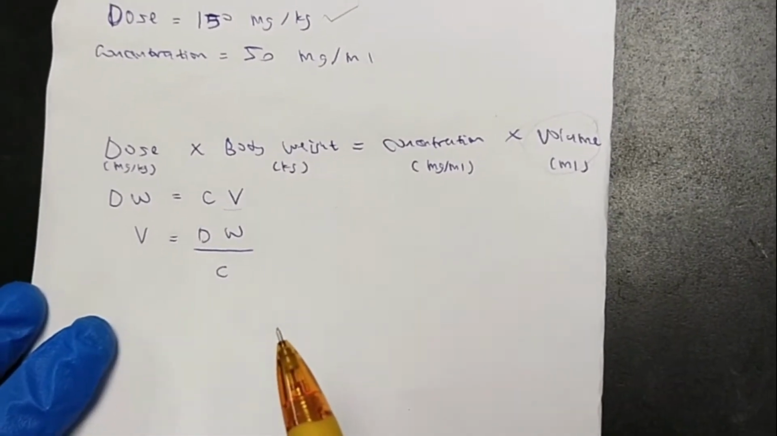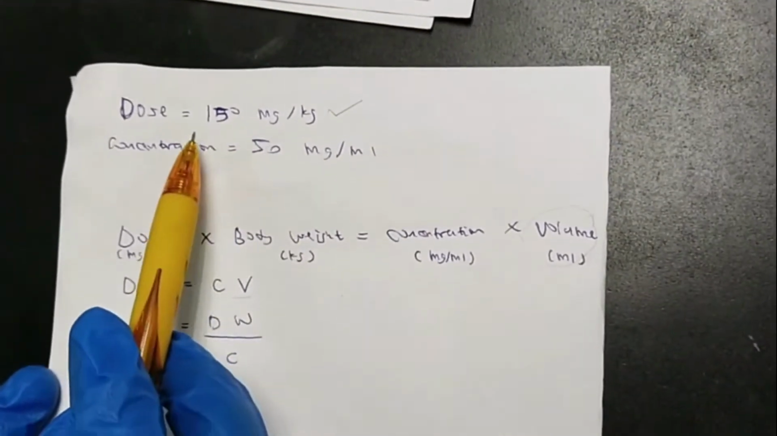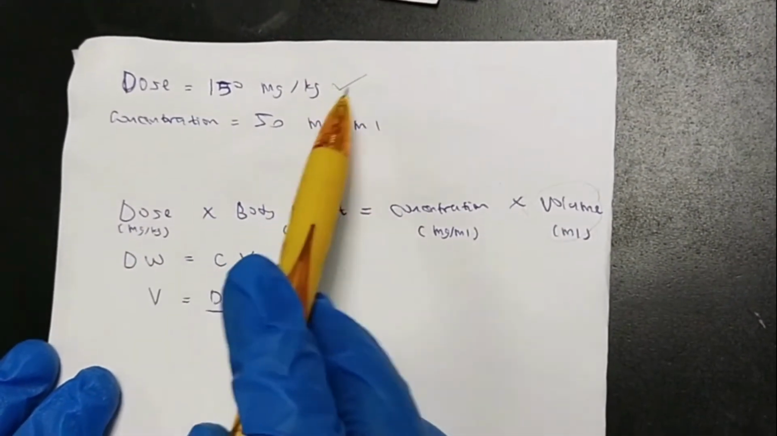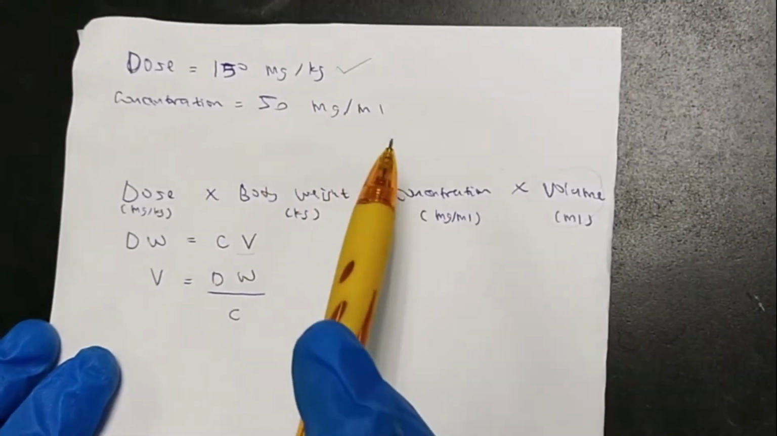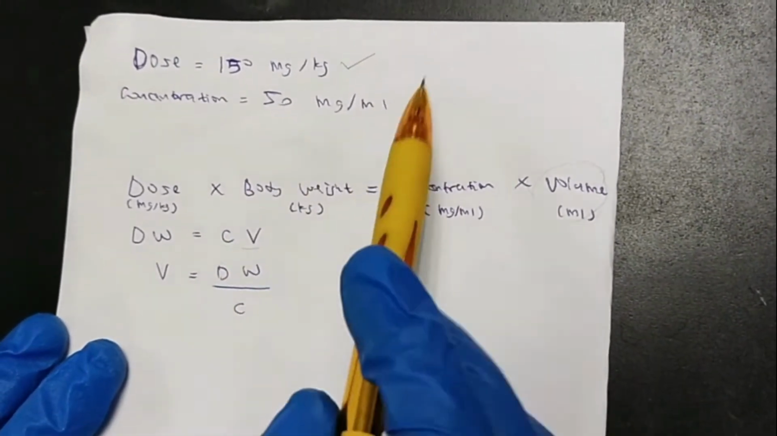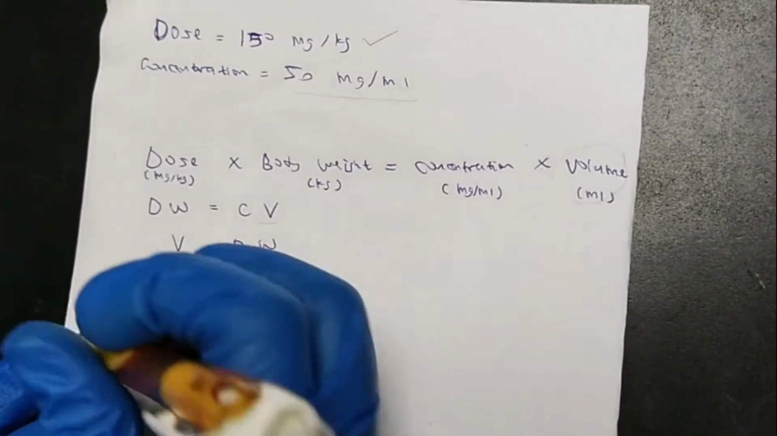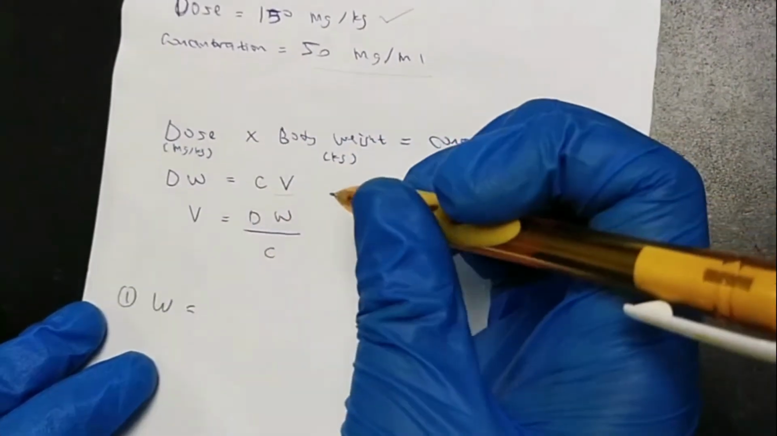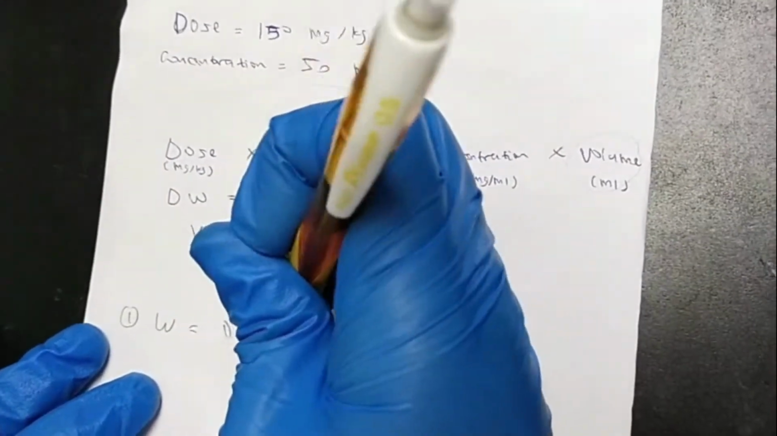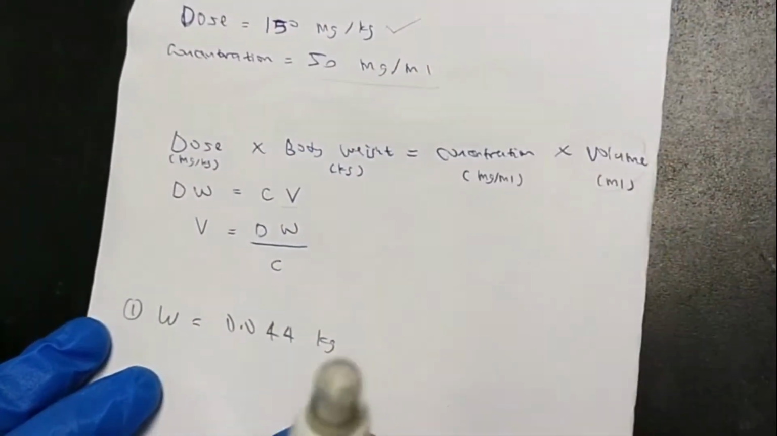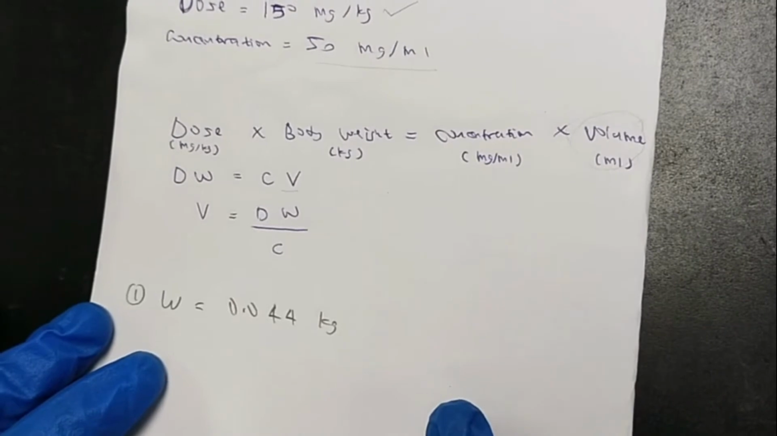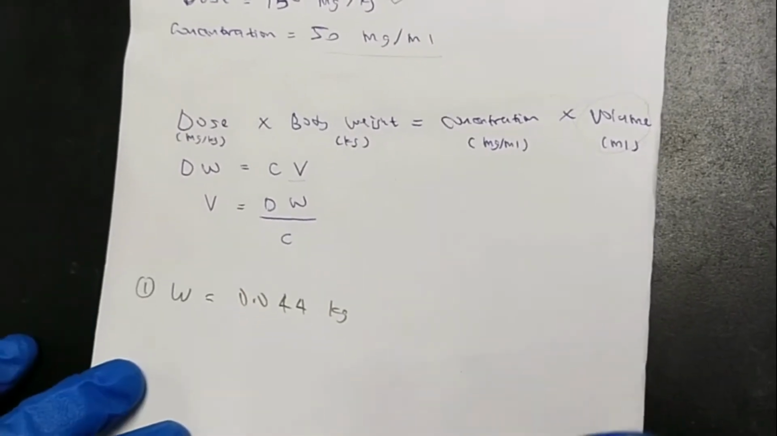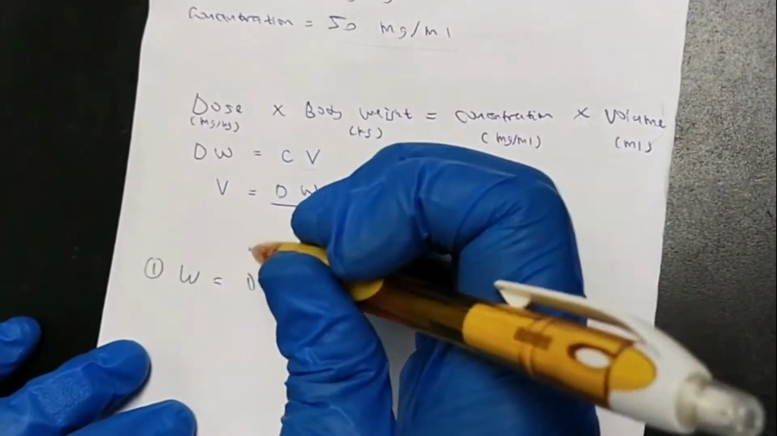So the dose we're going to use for today's experiment is 150 milligram per kg. This is the dose for injection, and the concentration that we prepared for the ketamine is 50 milligram per ml. For the first mice, just now we already recorded the weight, which is 0.044 kg. So we need to convert the weight of the mice to kg, and then substitute the values into the formula to find out the volume.